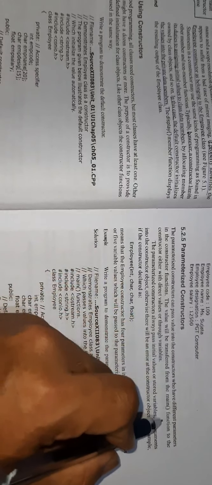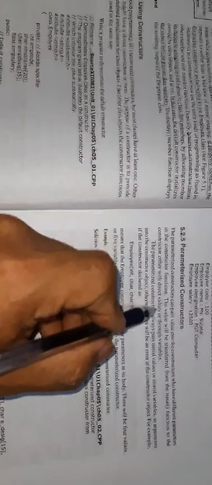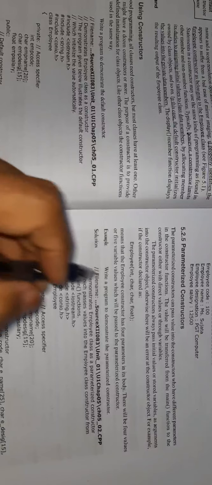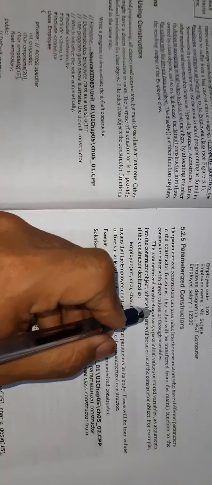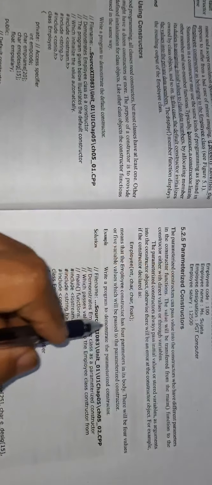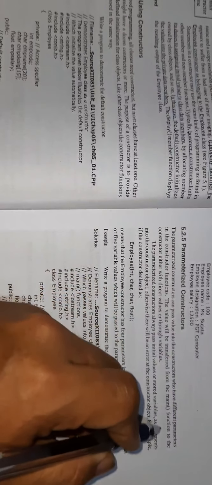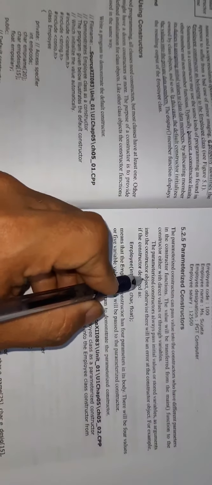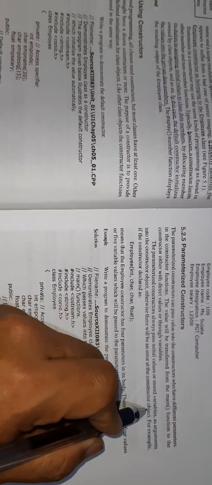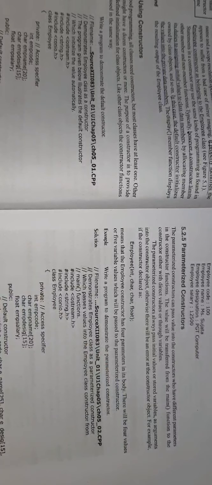So the value will be transferred from the main function to the constructor, either with direct values, that is the arguments, or through variables, that is through parameters. The parameterized constructor always passes initial values or stored values as arguments into the constructor object. Otherwise, there will be an error at the constructor object. So initial values are passed. What do you mean by that?